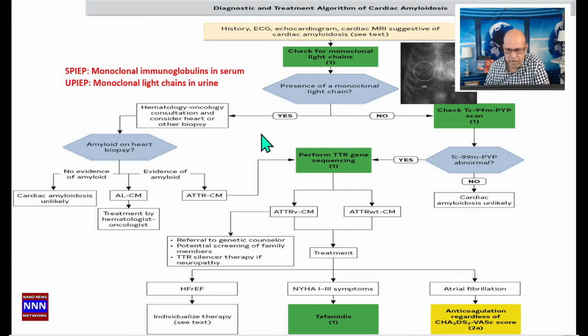So this is a very nice flowchart, first telling us how to start thinking about amyloid disease, and then starting off with measuring light chains, looking for myocardial uptake of technetium pyrophosphate, and based on this getting hematological consultation and genetic counseling, and using these techniques we can determine the treatment route.